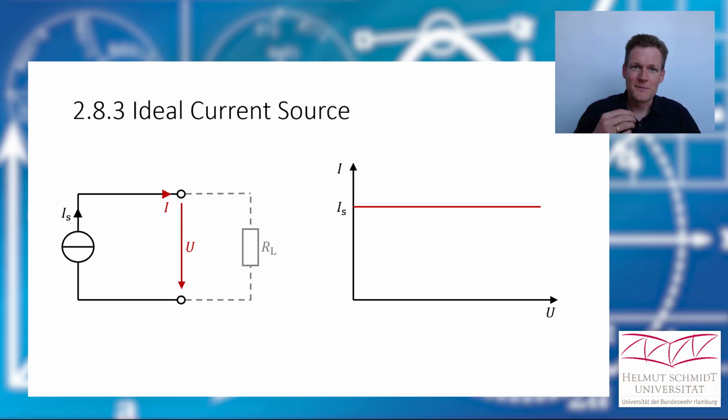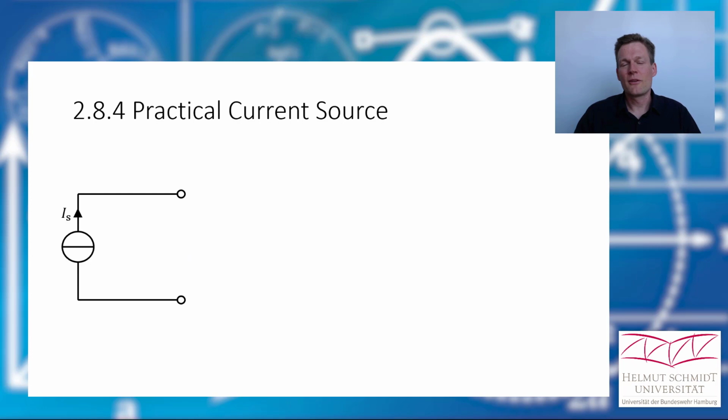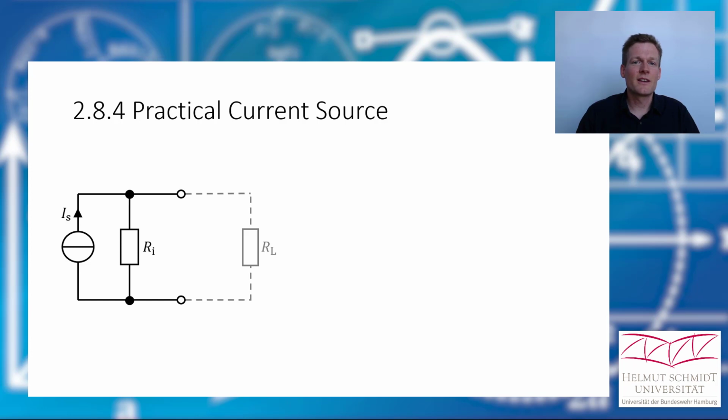Okay, and guess what, we don't have ideal sources. That means we have to add something to get a practical source. And again, it's the inner resistor. And if we connect to our practical current source a load resistor, then again a current would flow here.